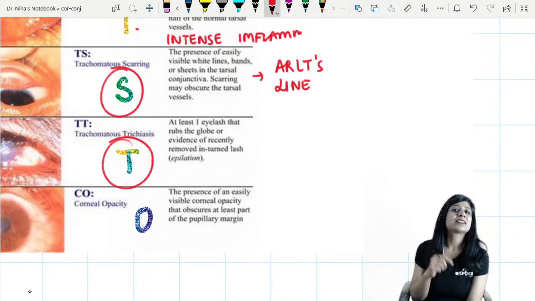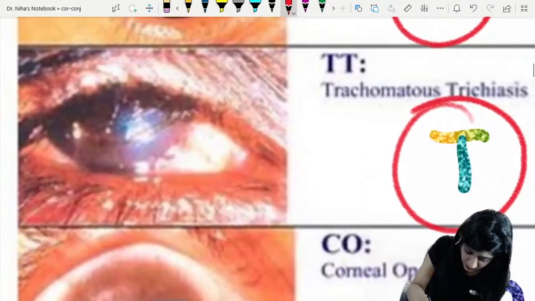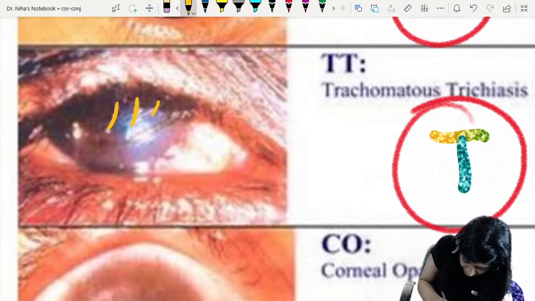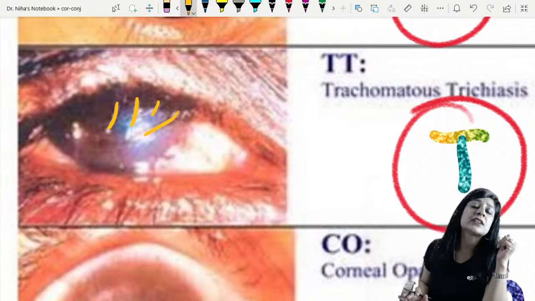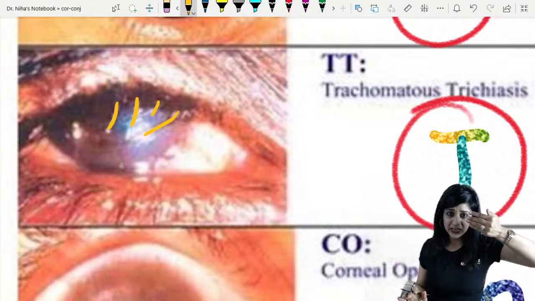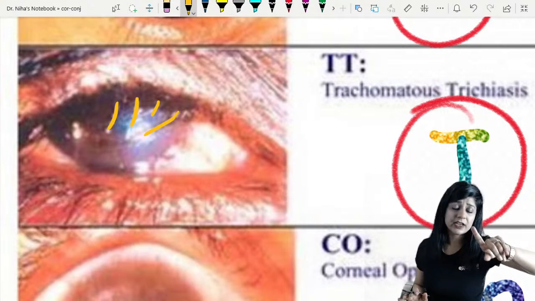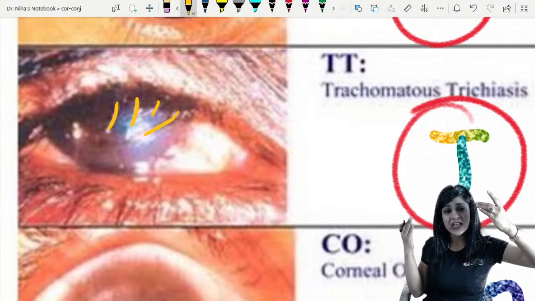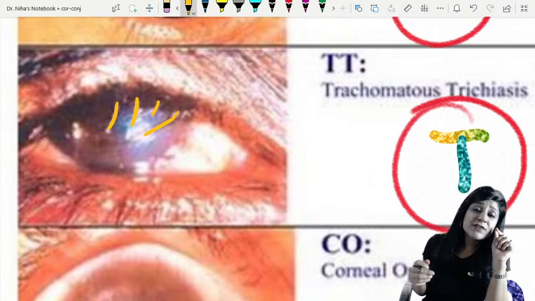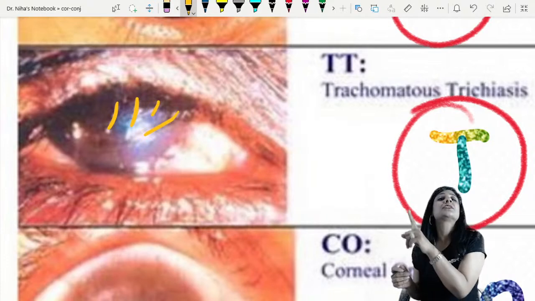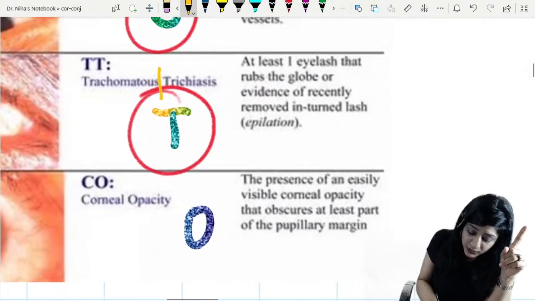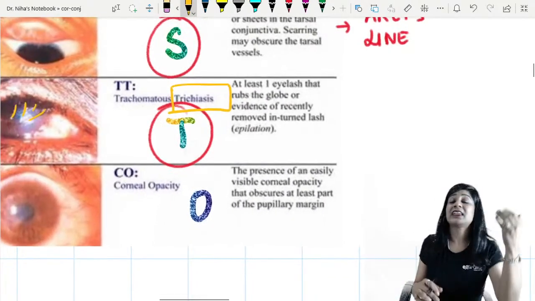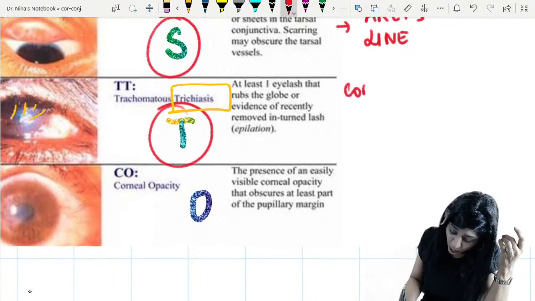T is for trichiasis. Now what is trichiasis? Look at this picture. I'll highlight it. Can you see these eyelashes here? So these eyelashes are actually rubbing the cornea. See what happens in cases of trachoma, we can have inward turning of the eyelid margin. We never have outward turning here. We will have the inward turning of the lid margin, due to which the eyelashes can be rubbing the cornea. Even if one eyelash rubs the cornea, this is sufficient to call it trichiasis, and trichiasis can again cause the corneal ulcer, which is the complication of the trachoma.